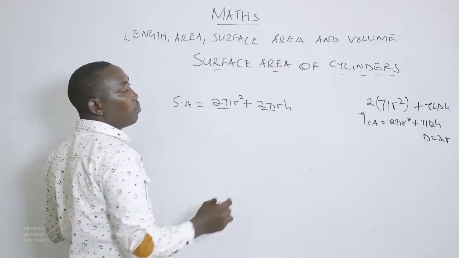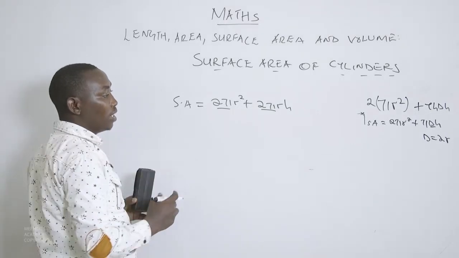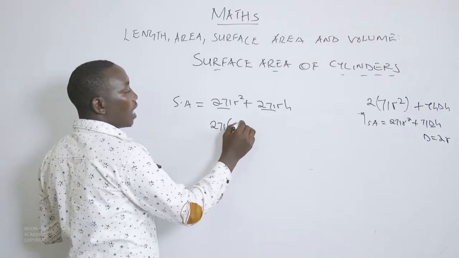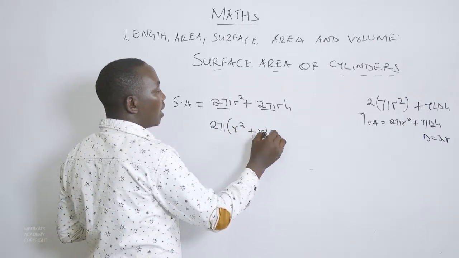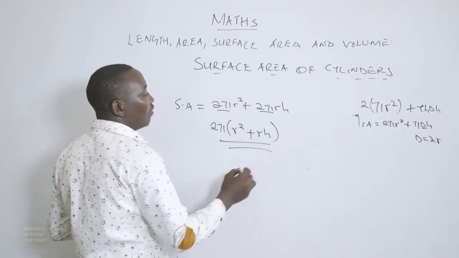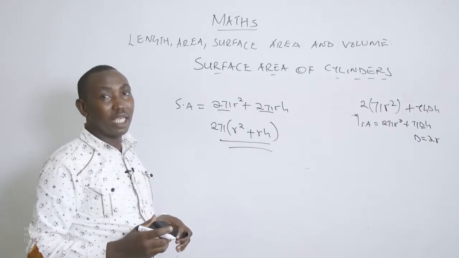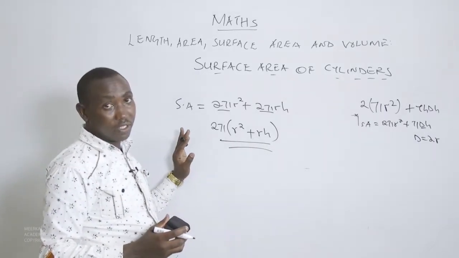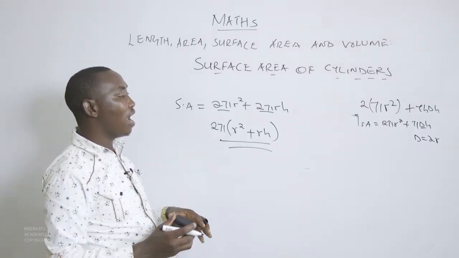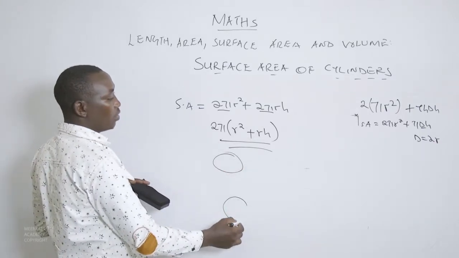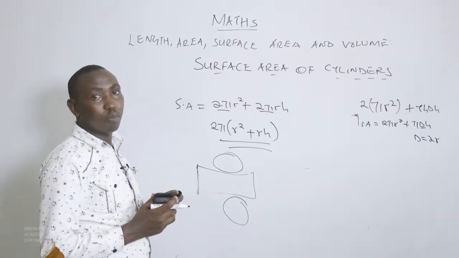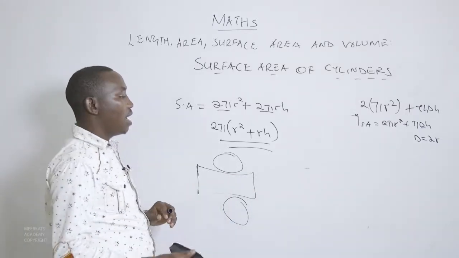Because we are having 2 pi on both sides of this particular equation, we can be able to factor them out. This will give us 2 pi into r squared plus r multiplied by h. This is a simplified formula for getting the surface area of a cylinder. Understood that this is a closed cylinder where we have the top part and also the bottom part. Then the curved surface explained as a rectangle.